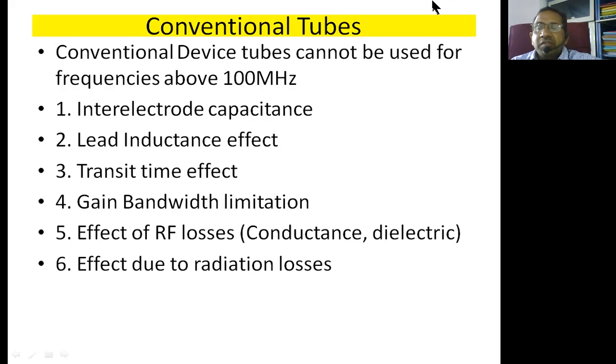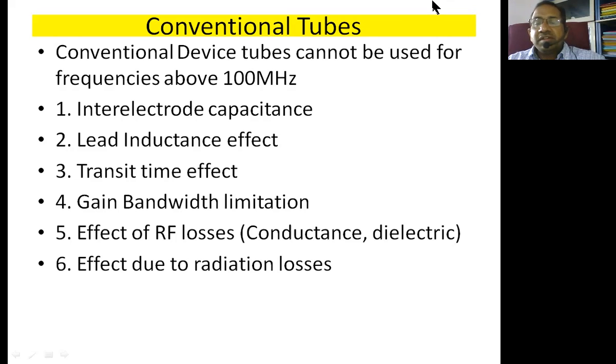And lead inductance effect: at very high frequencies, the leads of those wires are also treated as inductors. Because of that inductance effect, you experience some losses in the transmission line. To overcome them, we use microwave strip lines, which work very well and do not introduce the inter-electrode capacitance and lead inductance effect in the transmission of microwave signals. A similar kind of effect occurs in conventional tubes also. These conventional tubes also have inter-electrode capacitance effect, lead inductance effect, and transit time effect.